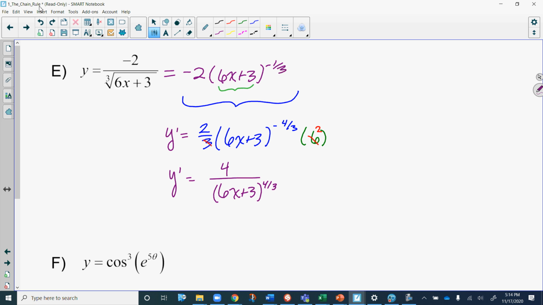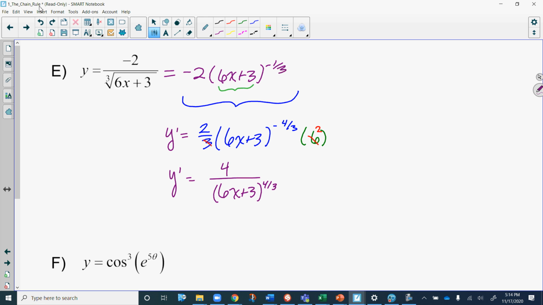And now we wind up multiplying the terms outside. So the 3 and the 6 simplify to be just a 2. So 2 times 2 gives me 4 in the numerator. And I'm going to just move the negative exponent term to the denominator. And that's how I got 4 over 6x plus 3 raised to the 4/3 power.